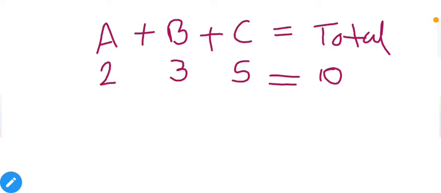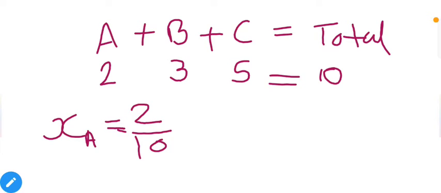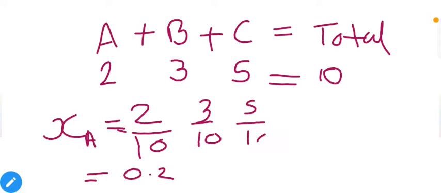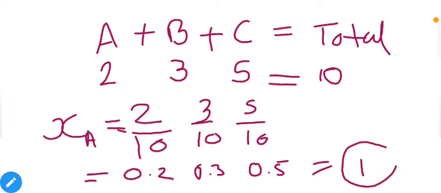So the mole fraction of A, which is represented as XA, is equal to the number of moles of A, which is 2, divided by the total number of moles, which is 10. So XA is equal to 0.2. Similarly for B it will be 3 divided by 10, and for C it will be 5 divided by 10. So the mole fraction of B is 0.3 and the mole fraction of C is equal to 0.5. And the total mole fraction will always be 1.